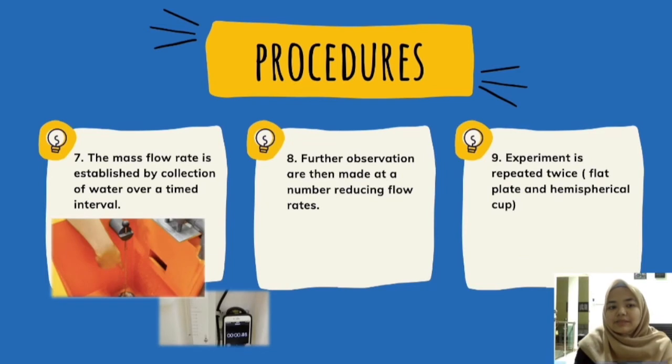Number 7, the mass flow rate is established by collection of water over a time interval. Further observations are then made at a number of reducing flow rates. The best way to set the condition for reducing the flow rate is to place the jockey weight at exactly the desired position, and then to adjust the flow control valve to bring the lever to the balance position. The condition of balance is thereby found without touching the lever, which is much easier than finding the point of balance by sliding the jockey weight. Then the experiment is repeated twice, using the flat plate and also the hemispherical cup.